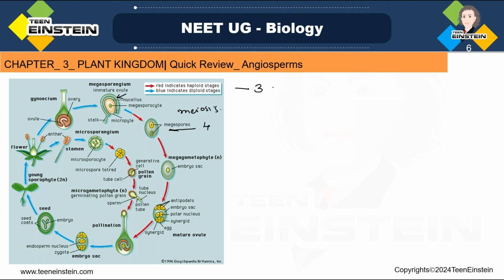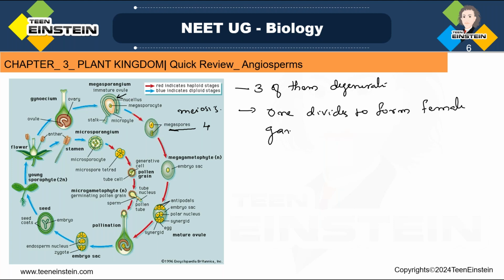Three of them degenerate. And what will happen? One will remain, and that divides to form the female gametophyte, or we can say the embryo sac.